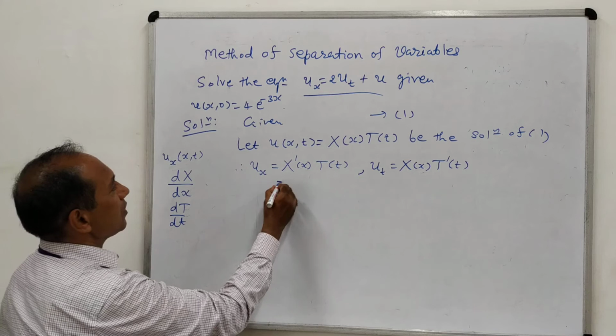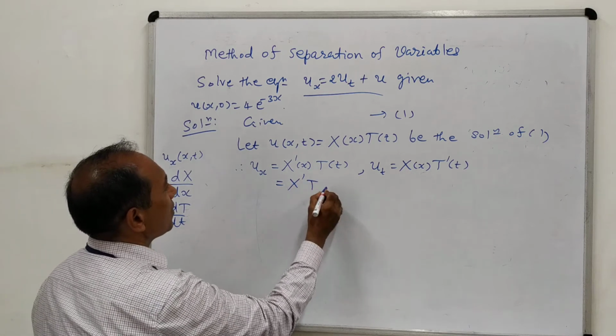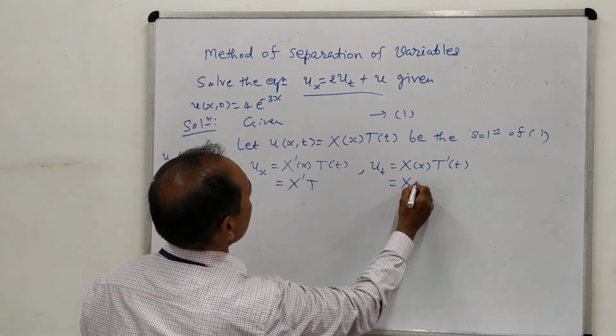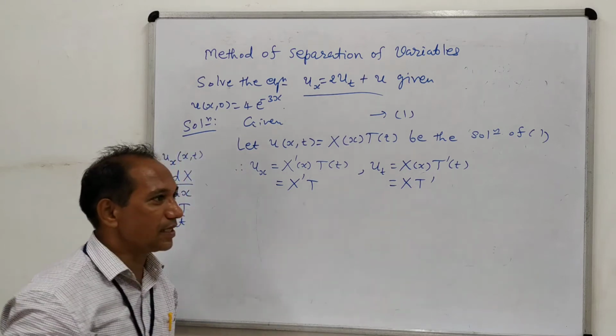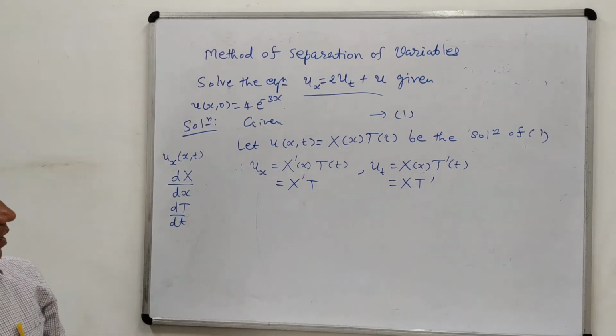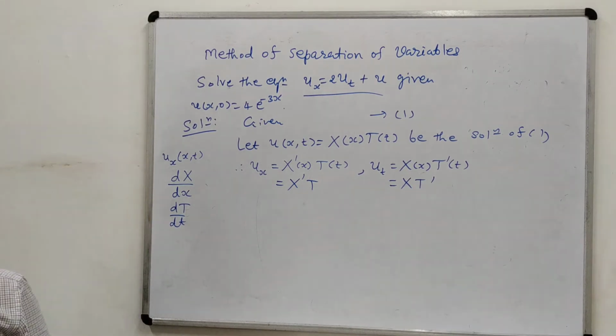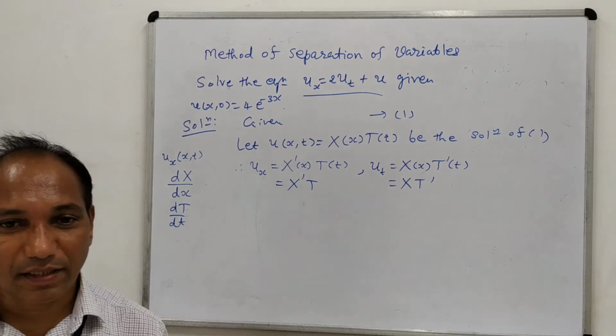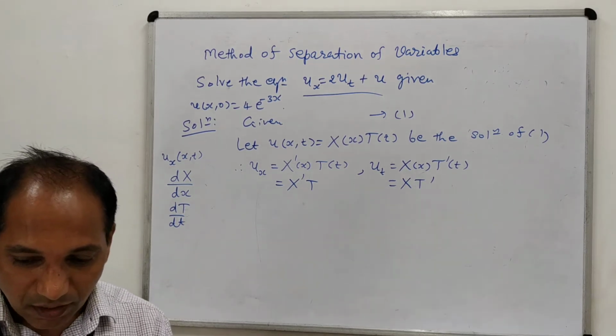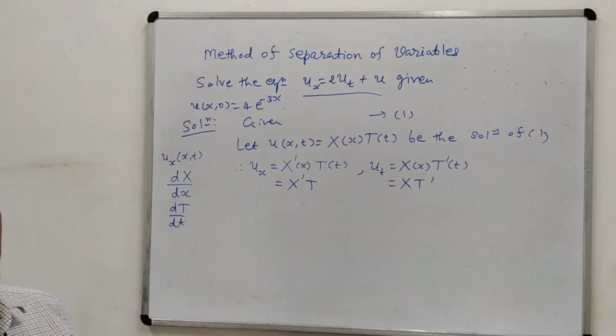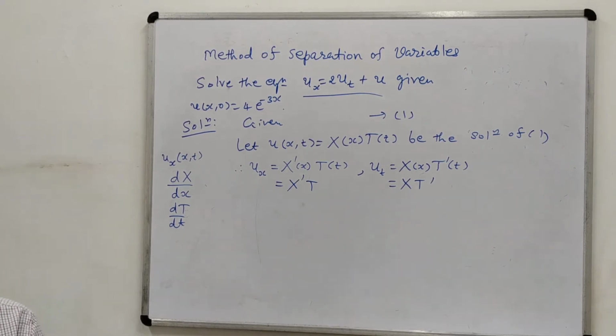So sometimes we can also write in short form. Now we will write this as capital X dash into T and this as capital X into T dash, to avoid writing unnecessary brackets. Because whenever capital X is written, we will understand that it is the function of x. Whenever it is understood to you, you do not require to mention each and every thing here.